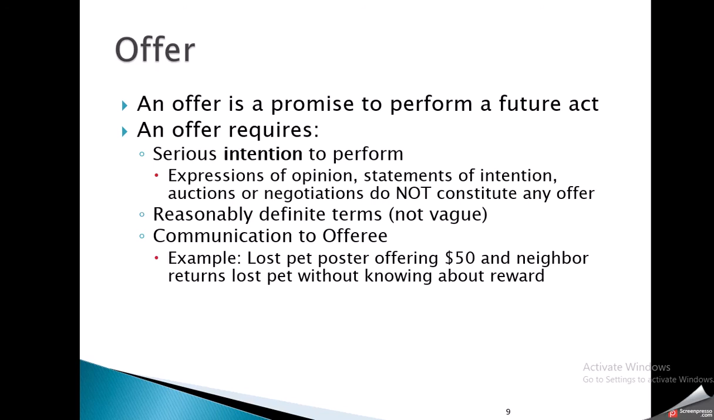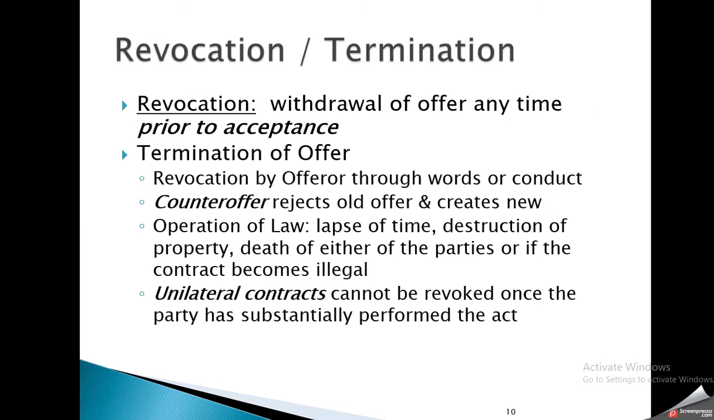So going back to my lost pet example, say if I didn't know that that person was offering a $50 reward for their pet, but I found their pet and I took it to their house because I knew where they lived, I can't ask for the $50. I can't accept an offer that I don't know about. They might still give it to me if they're good, upstanding people, but if I didn't know about it, I can't necessarily accept it.